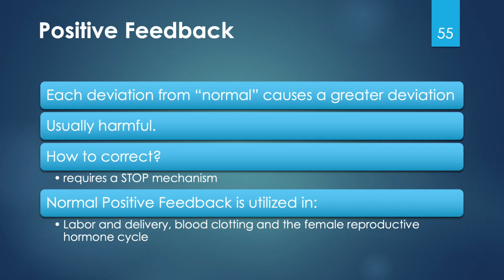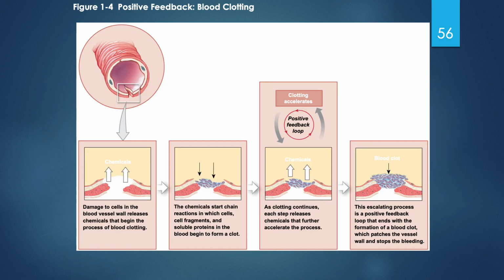And then lastly, you have some normal positive feedback cycles in the female reproductive hormone cycle, and we will discuss those later. So this is a great example of positive feedback in the form of blood clotting. Starting on the left, you can see that there's damage to the tissue, right? So the blood vessel walls are going to release a number of different chemicals, and those are all going to start the process of blood clotting. And then once that starts, it keeps reinforcing itself and building more and more.